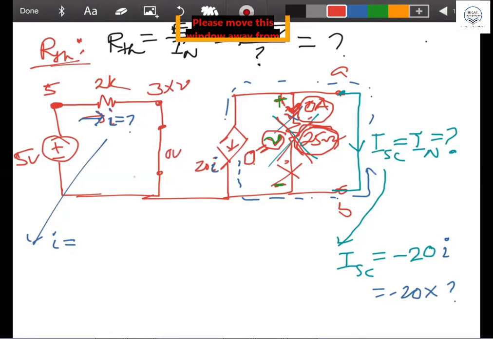3V means 3 into 0, right? 3V means what? 3 into 0, 0 volt. So it is short circuited. That's the way of deactivating that voltage source. So this is short circuited, and short circuit means this value will be 0 volt, because it is directly ground. And this is 5 volt.